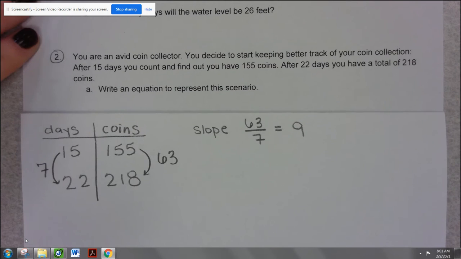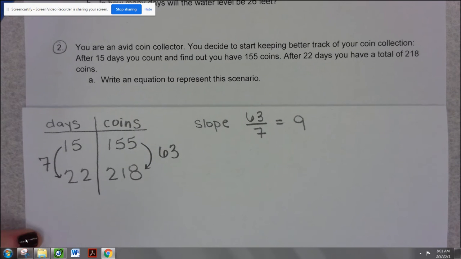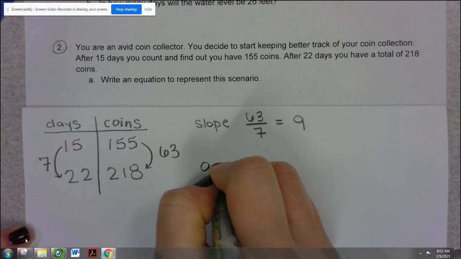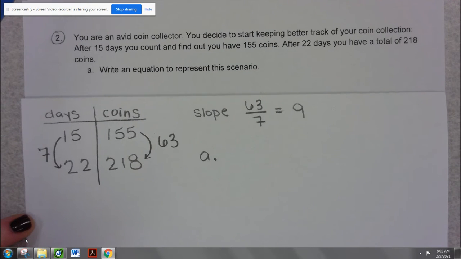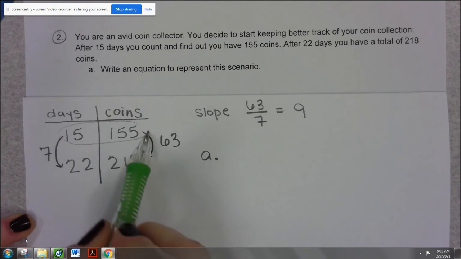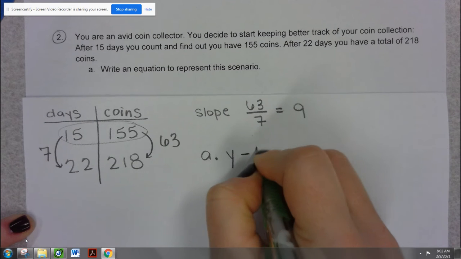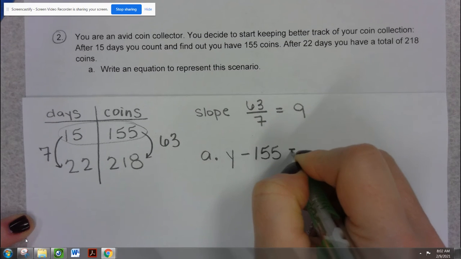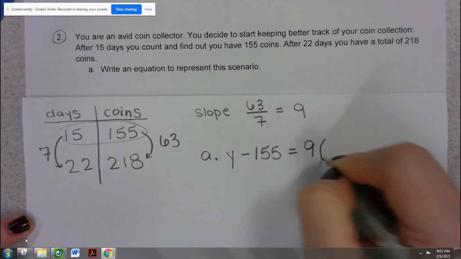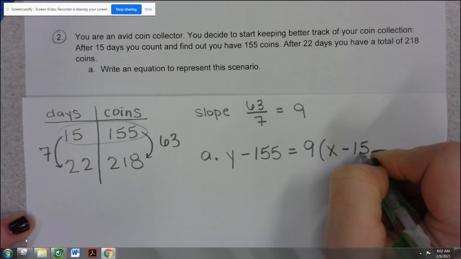So the first thing we need to do is write an equation. Now, since I have points and the slope, I can do point slope form. It did not tell me what type of equation to write. It left that wide open for us. So I'm going to leave this in point slope form. And I'm going to use this first point here. So I have y minus 155 equals 9 times x minus 15.